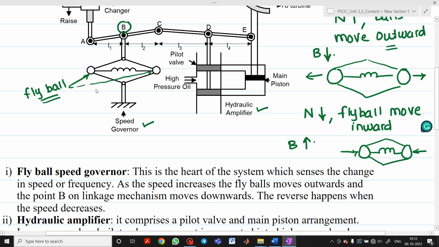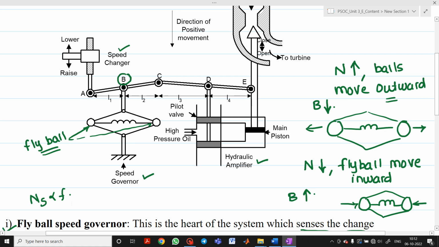So we can say this fly ball speed governor is the heart of the system which senses the change in the speed, or on the other hand the change in the frequency, because N_s is proportional to the frequency. As the speed increases, the fly ball will move in the outward direction, and the point B from the linkage mechanism will move in a downward direction, and the reverse will happen when the speed decreases.